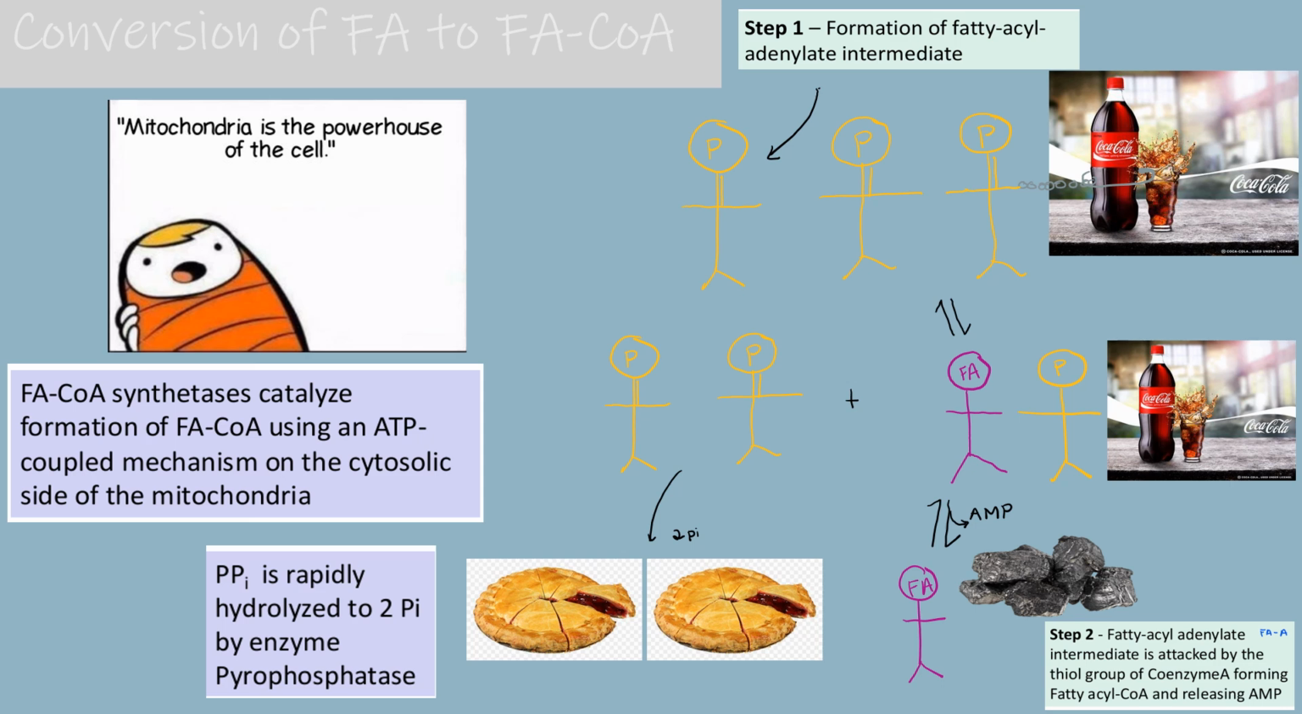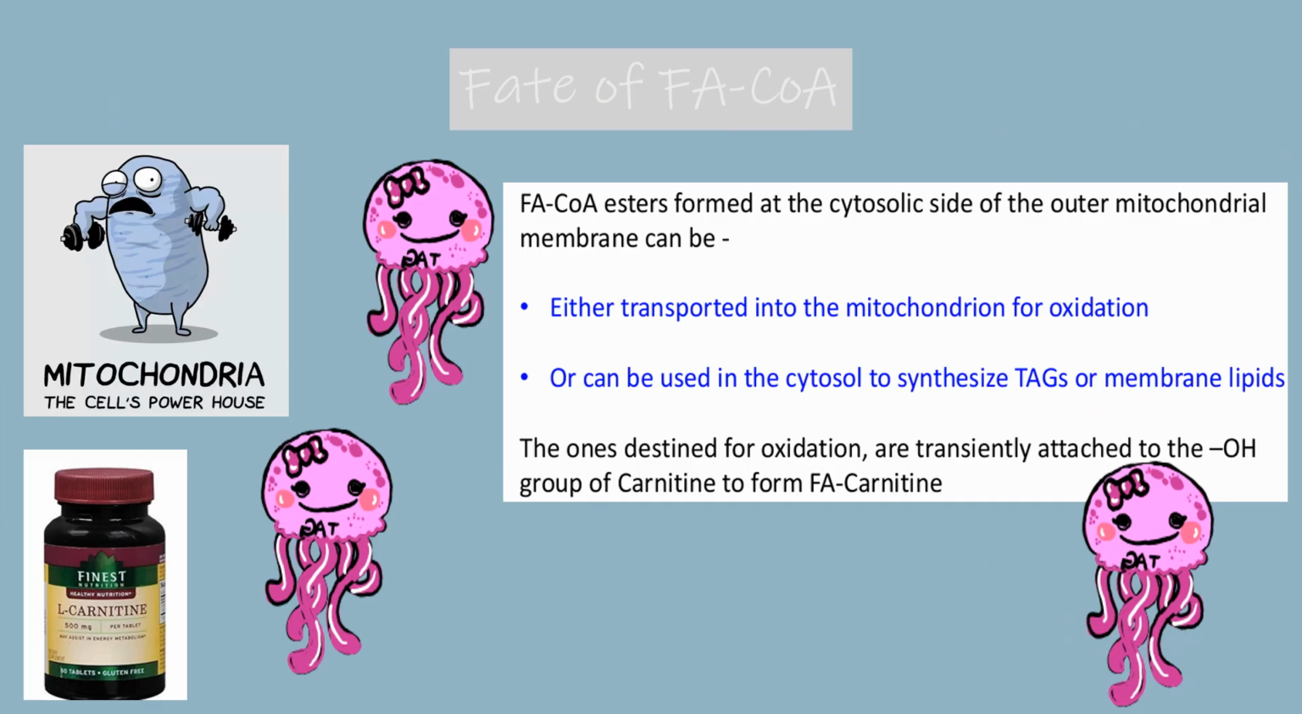And then on our left side, we can see that our two little buddies formed there, and it's rapidly hydrolyzed to 2 Pi by the enzyme pyrophosphatase. So we can associate that these two just went out and grabbed two huge pies for themselves, while their friend, who knows where, went with the fatty acid. And then our fatty acid is the fatty acyl coenzyme A ester formed at the cytosolic side of the outer mitochondrial membrane that we've mentioned before.